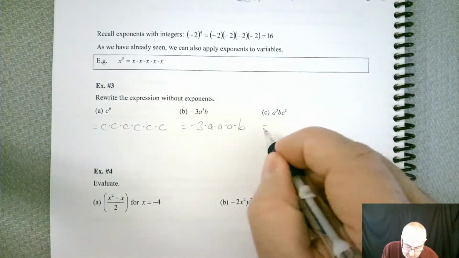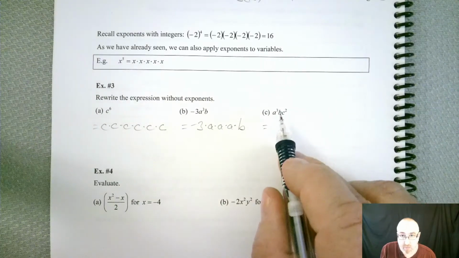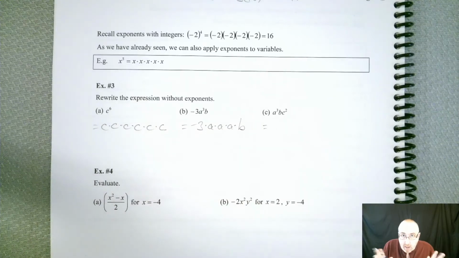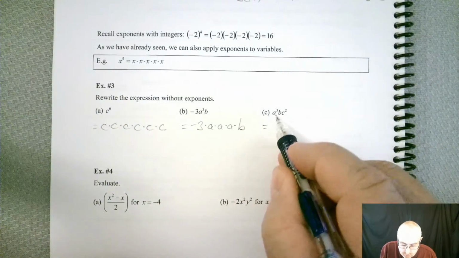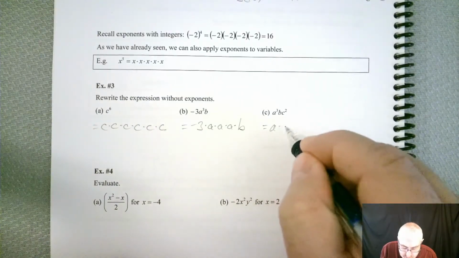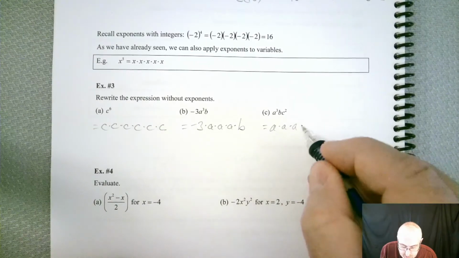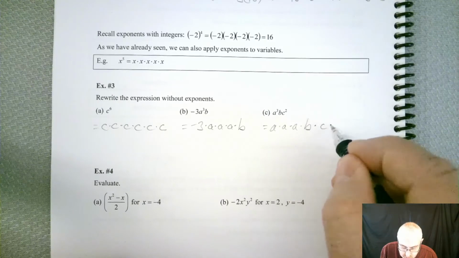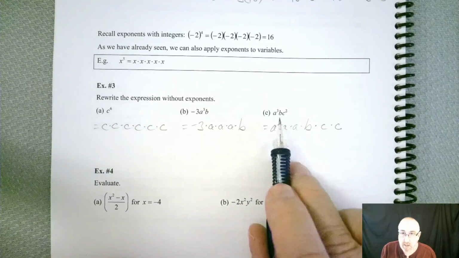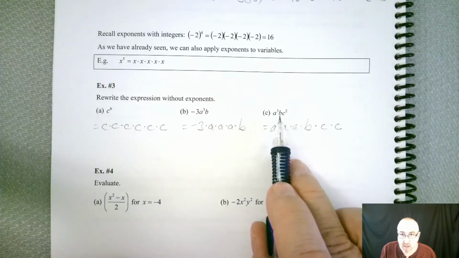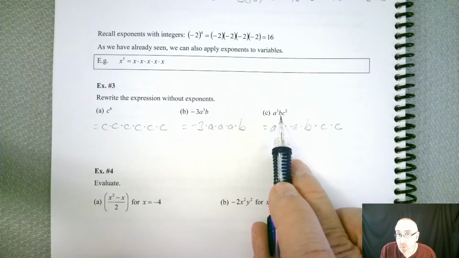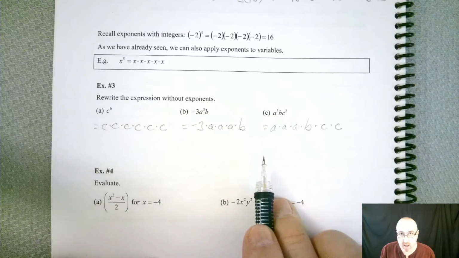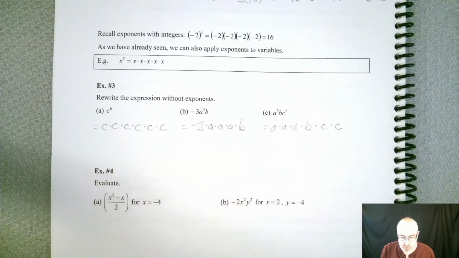All right, and then the last one, so again, be careful. There's no parentheses, so nothing has a secret exponent in there. So the a is the exponent of 3, so we need 3 of those. The b, there's only 1. And the c, there's 2. So in this case, a lot of people would mistake and give the b an exponent of 2 as well. They think it's implied because the c has it. And that's not the case. So be careful with those.